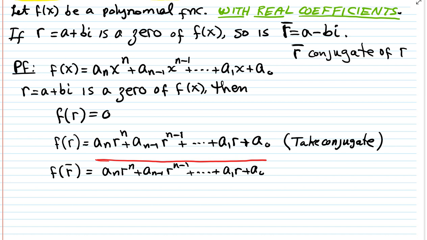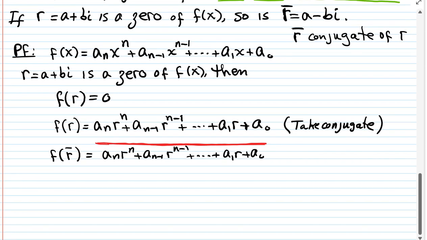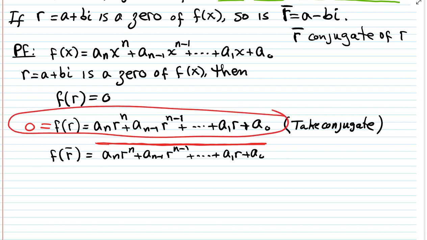Now, there are several properties about the conjugates of complex numbers. One of them says that the conjugate of a sum will be the sum of conjugates. By the way, remember f at r was 0 here, right? So if I take the conjugate of both sides, then I have it equal to the conjugate of 0, because I'm taking the conjugate of both sides.